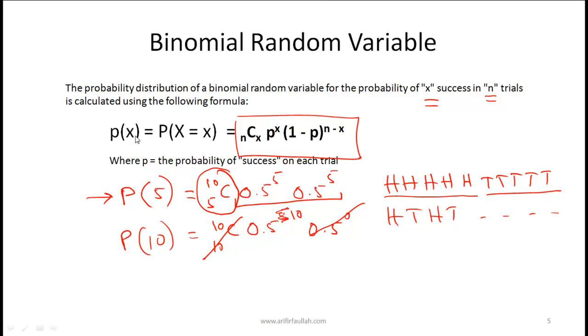So the probability of getting x successes is equal to nCx, where n is the number of Bernoulli trials within our binomial experiment, times p, the probability of success, to the power of the number of successes, times 1 minus p, the probability of failure, to the power of n minus x, which is the number of failures.